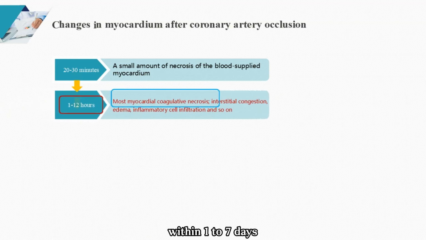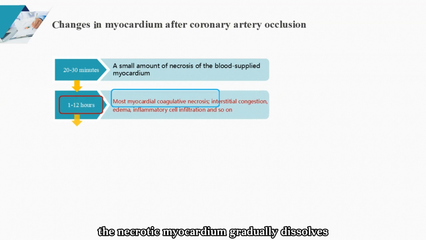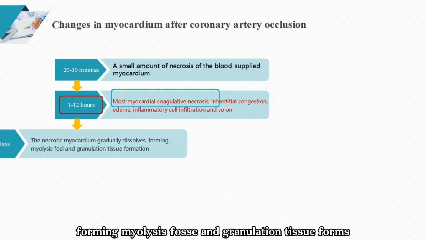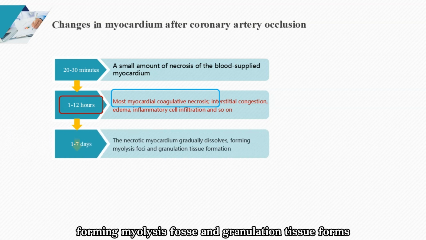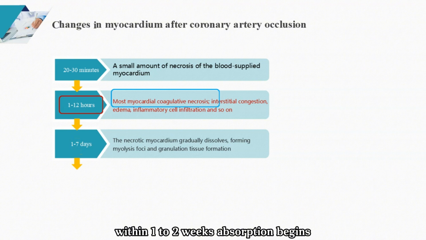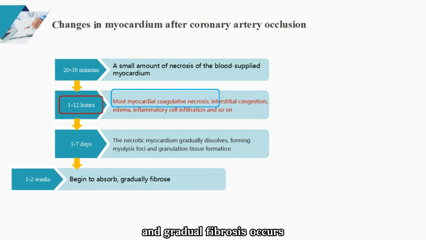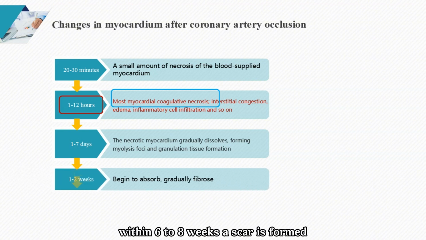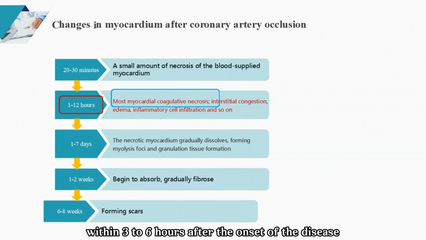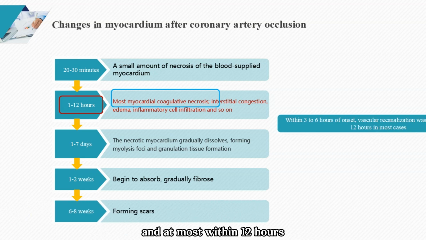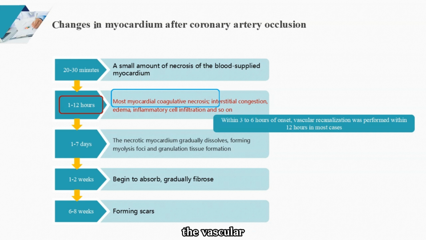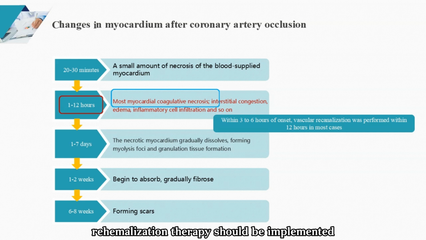Within 1 to 7 days, the necrotic myocardium gradually dissolves, forming myolytic foci, and granulation tissue forms. Within 1 to 2 weeks, absorption begins, and gradual fibrosis occurs. Within 6 to 8 weeks, a scar is formed. Therefore, within 3 to 6 hours after the onset of the disease, and at most within 12 hours, vascular recanalization therapy should be implemented.